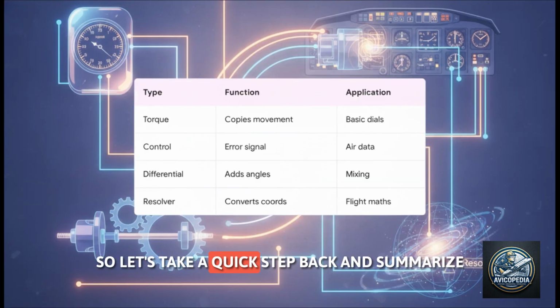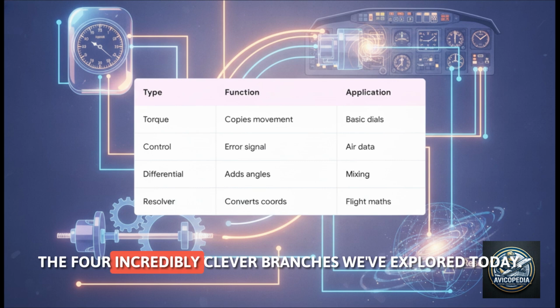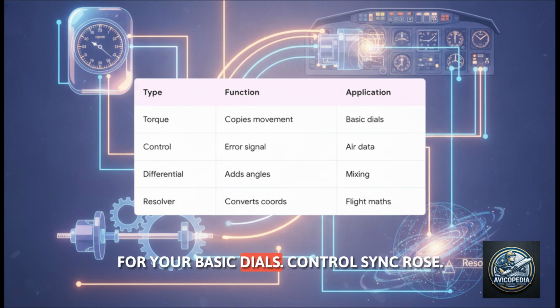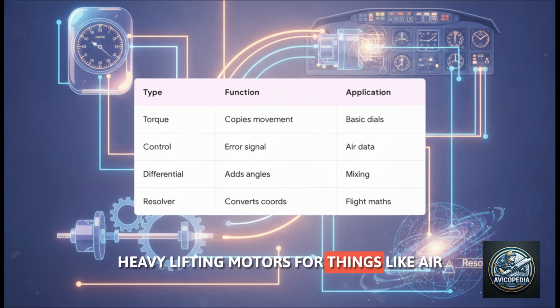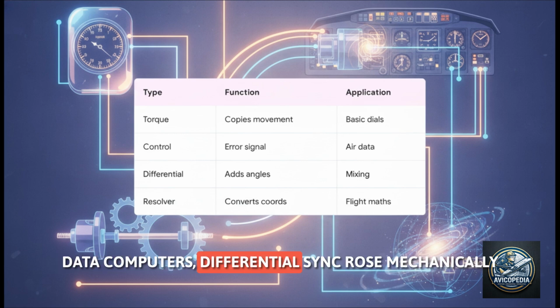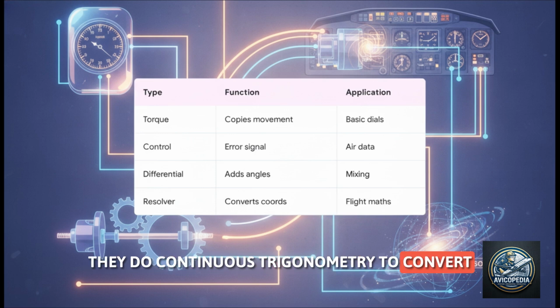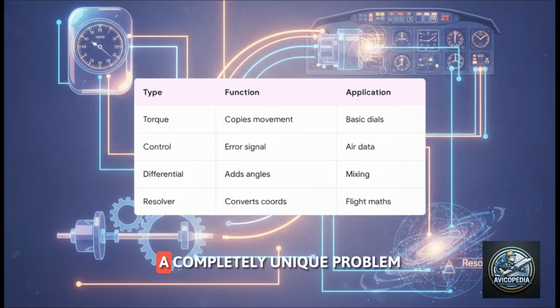So, let's take a quick step back and summarize the 4 incredibly clever branches we've explored today. Torque synchros directly copy physical movement for your basic dials. Control synchros use error signals to steer heavy lifting motors for things like air data computers. Differential synchros mechanically add or subtract angles. And resolver synchros, they do continuous trigonometry to convert coordinate systems for complex navigation. Every single one of these solves a completely unique problem just by manipulating the elegant physics of electromagnetic induction.